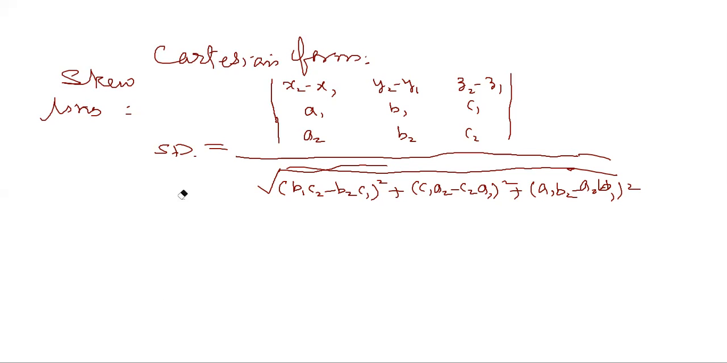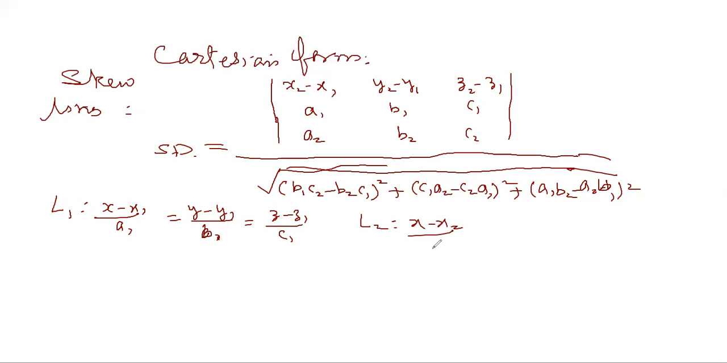So we have to find the determinant, and then we can put the lines. You know that the L1 line in the Cartesian form will be in the form of x minus x1 upon A1, y minus y1 upon B1, and z minus z1 upon C1, and line L2 will be x minus x2 upon A2, y minus y2 upon B2, and z minus z2 upon C2.